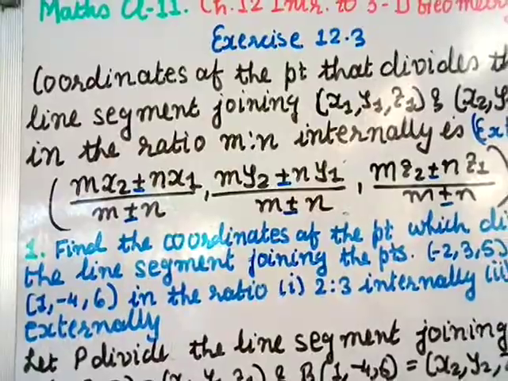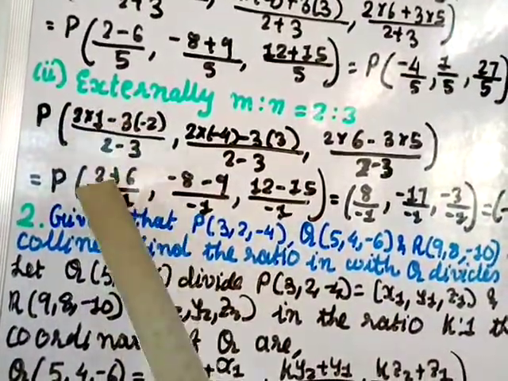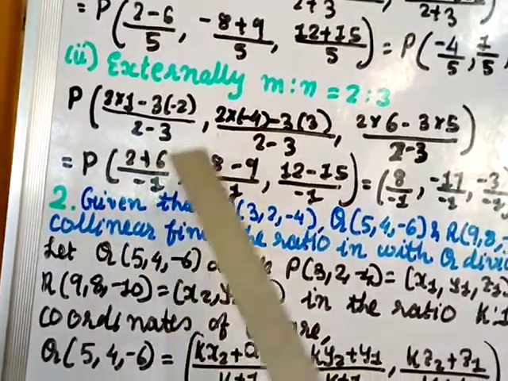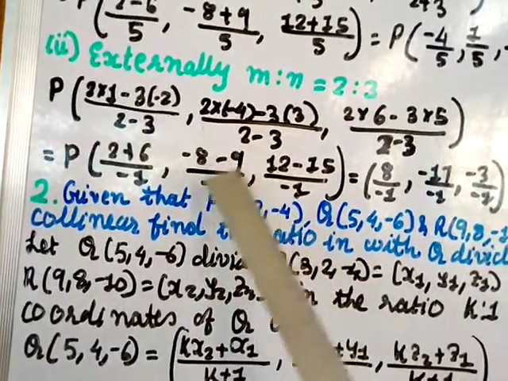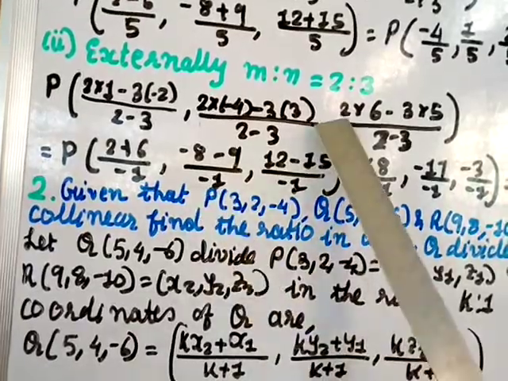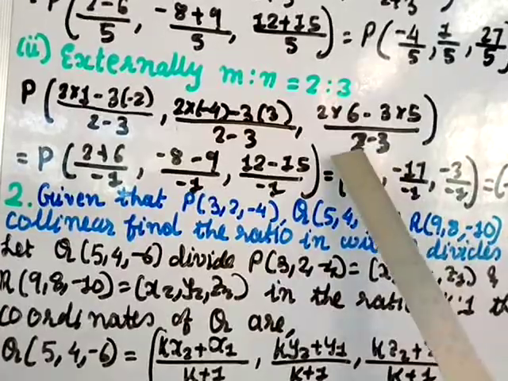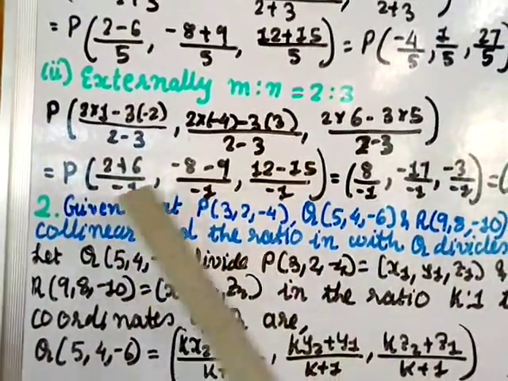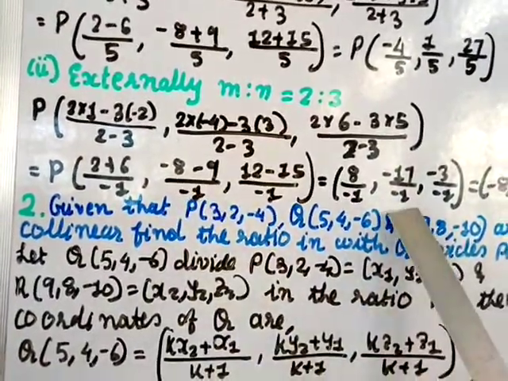If you don't want to do that, use the same result and put all the values once again, it will be the same way. Now here 2 into 1 is 2, minus and minus makes plus, 3 into 2 is 6, divided by 2 minus 3, which is -1. 2 into -4 is -8, minus 3 into 3 is 9, divided by -1. 2 into 6 is 12, minus 3 into 5 is 15, divided by -1. 2 plus 6 is 8, divided by -1. -8 minus 9 is -17, divided by -1.